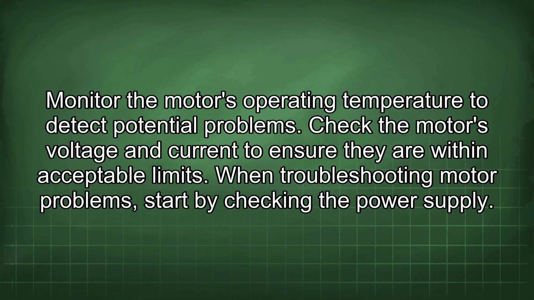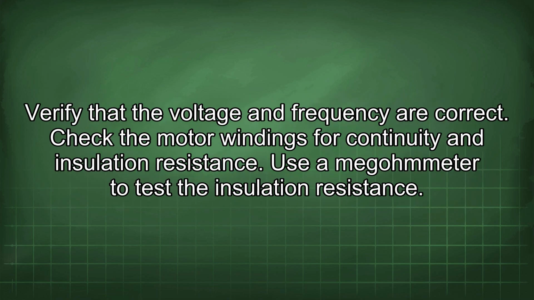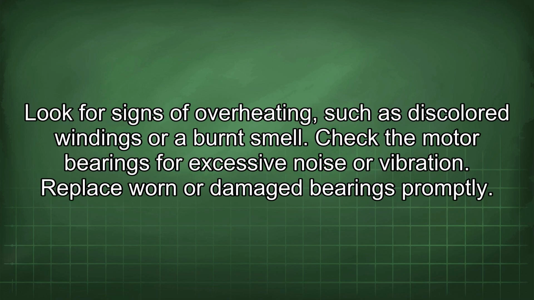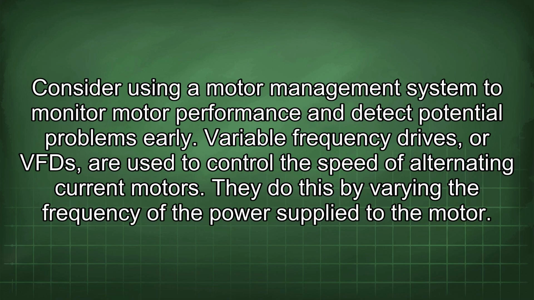When troubleshooting motor problems, start by checking the power supply. Verify that the voltage and frequency are correct. Check the motor windings for continuity and insulation resistance. Use a megohmmeter to test the insulation resistance. Look for signs of overheating, such as discolored windings or a burnt smell. Check the motor bearings for excessive noise or vibration. Replace worn or damaged bearings promptly. Consider using a motor management system to monitor motor performance and detect potential problems early.